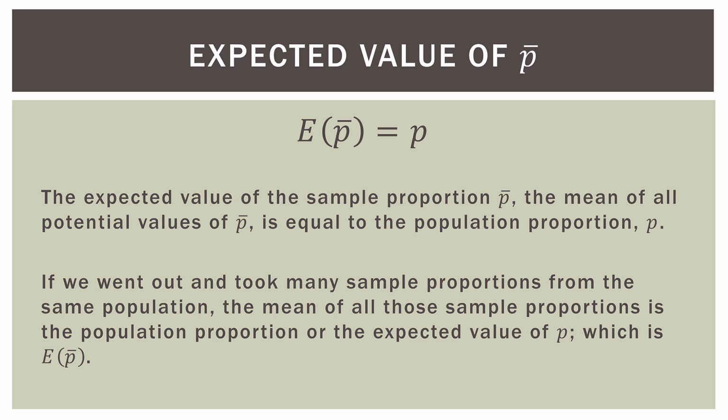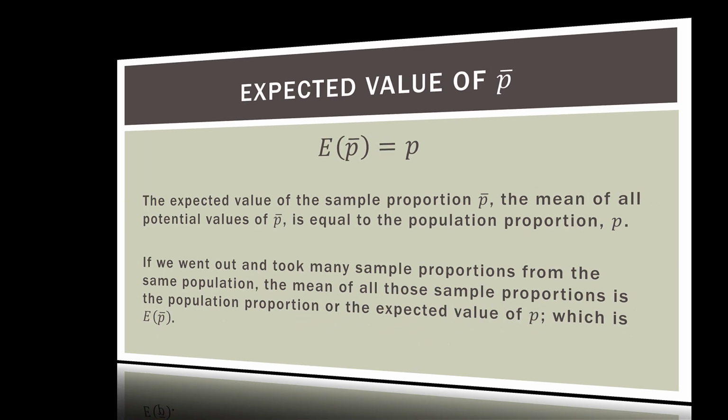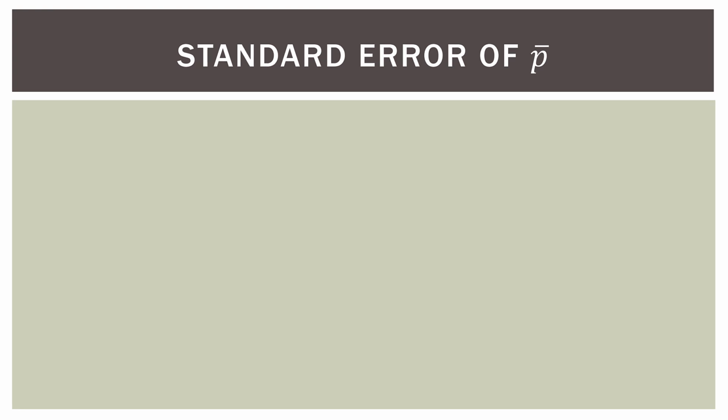So the way to think about this is that the expected value is just taking many, many samples and finding the mean of all those sample proportions. That's the expected value. So if we went out and took many sample proportions over and over again, and we collected all those sample proportions, we put those into their own distribution. So what we'd have is a sampling distribution.